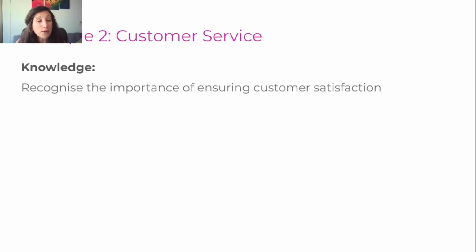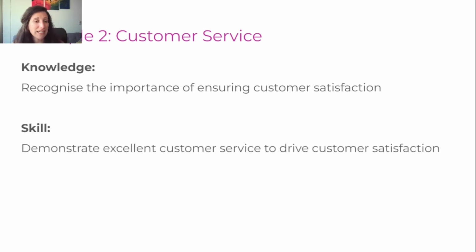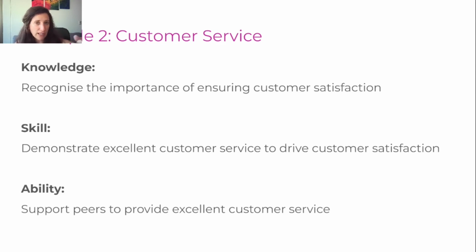So let's have a look at the final example here, customer service. So again, if we want to get someone to be excelling in customer service, then first they need to recognize the importance of ensuring customer service or ensuring customer satisfaction for the business. Then they need the opportunity to demonstrate excellent customer service. Now, this demonstration might be through a role play. It might be through only talking to their peers rather than actually demonstrating with a real client. They can still demonstrate that skill to you. But then the ability is when they start to draw on their knowledge, draw on their skills, and they start to support their peers to also provide excellent customer service.